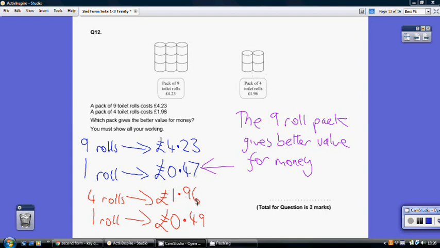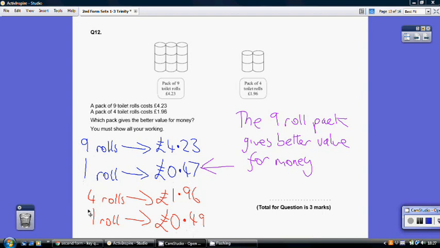Well, you take your £1.96 and divide it by 4 to get back to 1 roll, giving us £0.49 or 49 pence. So now we can properly compare equal quantities, 1 roll to 1 roll. So 47p to 49p. So the 9 roll pack gives better value for money because that number is smaller.